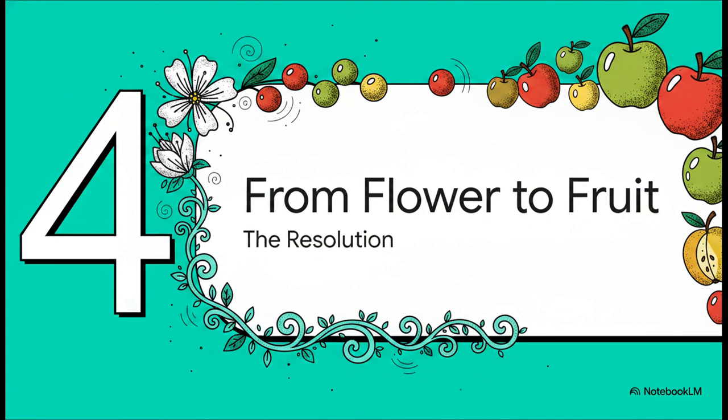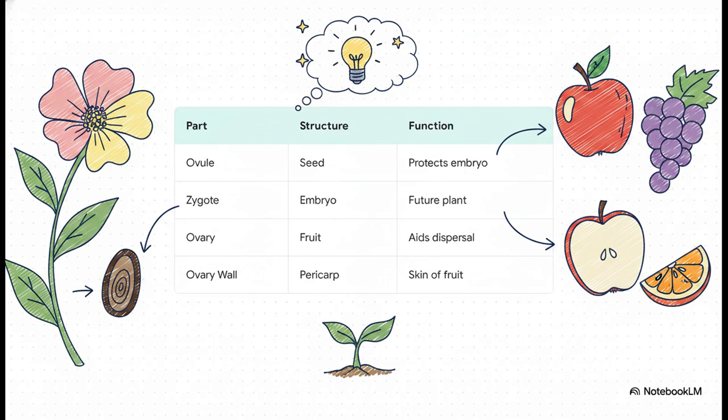And finally, we arrive at section 4, from flower to fruit, the resolution. This is honestly my favorite part. A real aha moment where we bring this complex biological process full circle and connect it directly to our everyday lives. After successful double fertilization, the parts of the flower transform dramatically.